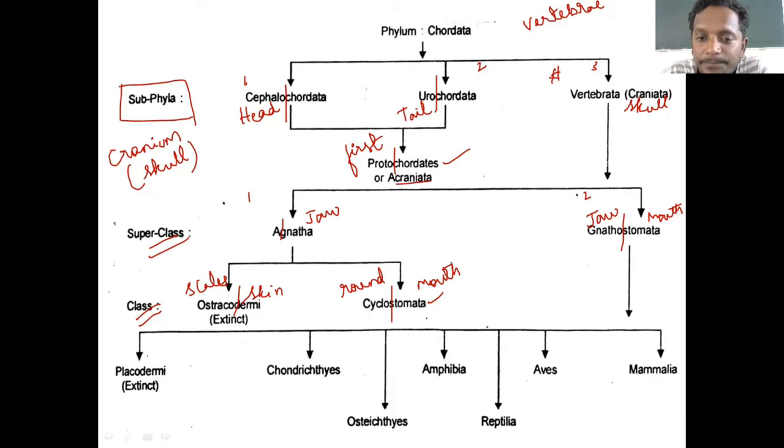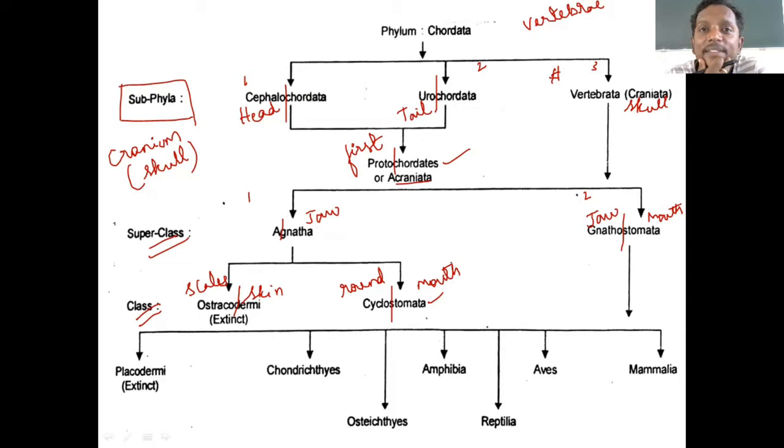This cyclostomata we are going to study just like the previous phylum, the general characters. I will show you the diagram, so maybe in the next session I will be showing the diagram and teaching this. By the time I start the next class, you should know cyclostomata means what. The mouth is round, that's it, and it comes under agnatha, means they won't have jaws. So these are the classes ostracodermi and cyclostomata. Here we end the study of agnatha, the organisms whose mouth does not have jaws.